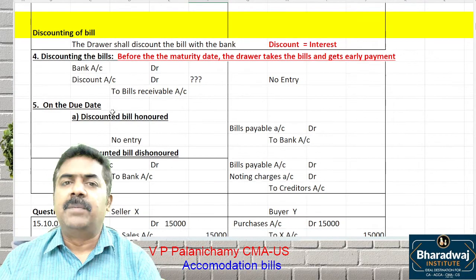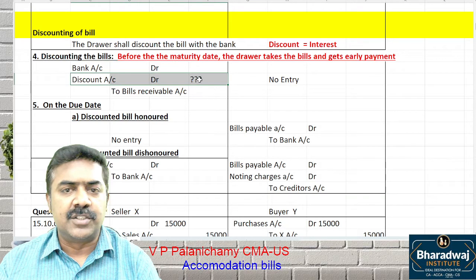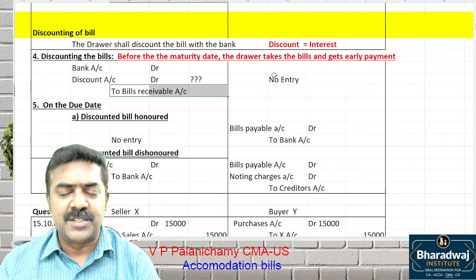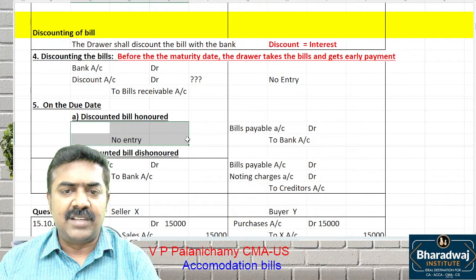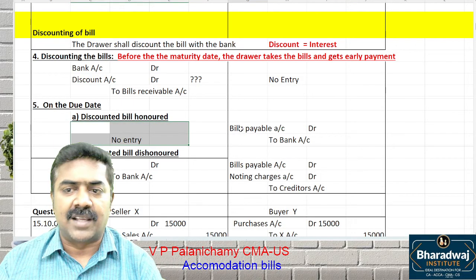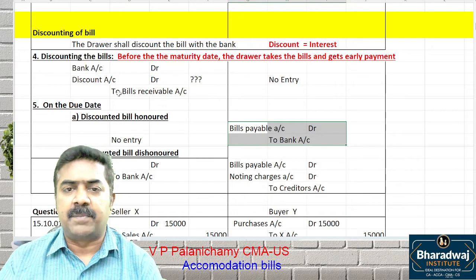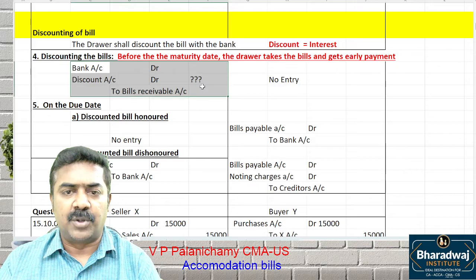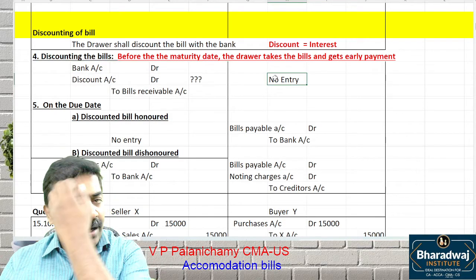Suppose the bill is discounted, what is the entry we pass? Bank account debtor, discount account debtor to which account? Bills receivable account. And in the other party's book, no entry will come. The discounted bill is honored since the bank is collecting the money. No entry in the first party's book. The second party is just paying the bill. Bank discount to bills receivable account, right? So no entry in the acceptor's books.